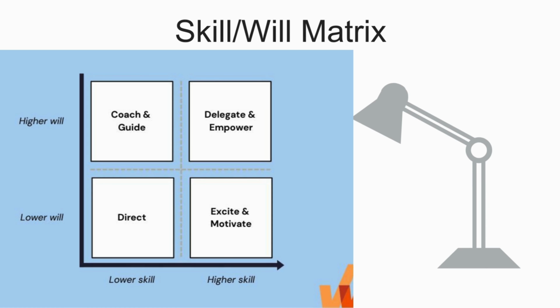Do they have the ability? They just don't have the motivation, or do they have the motivation, they don't have the ability, or do they not have any? So if they have no will, no motivation to do it, and they don't have the skills to do it, we have to provide direct instruction. This is what I need you to do. Do it like this, this, and this.